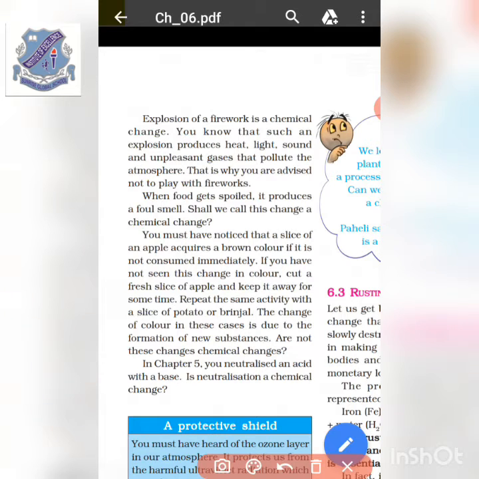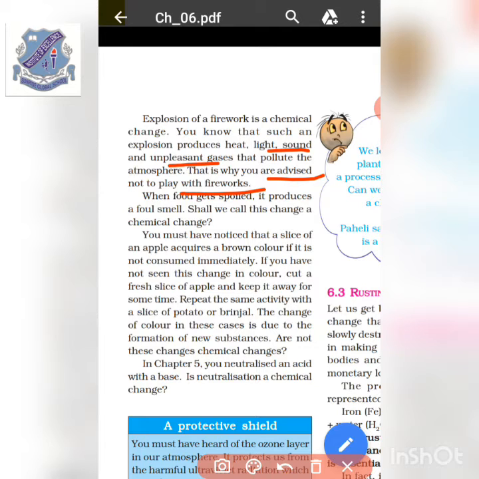Explosion of a firework is a chemical change. You know that such an explosion produces heat, light, sound, and unpleasant gases that pollute the atmosphere. That is why you are advised to not play with fireworks. So when we burst crackers at the time of Diwali, these crackers generally create a lot of sound, light, and a lot of gases. These gases are not good for the atmosphere, and that is why we advise not to burn crackers.